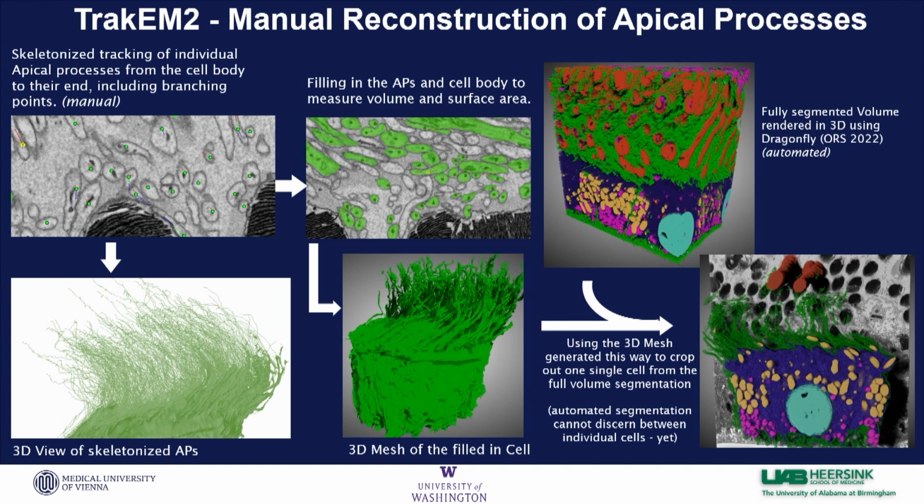This was before I had access to Dragonfly, and so a colleague of mine and myself, we spent about 200 person hours, or like 1.5 years working on this, and eventually we got a skeletonized 3D model of the apical processes and kind of the backbone of the cell, and then we filled in the cell bodies of those apical processes, which is in this second slide up here.